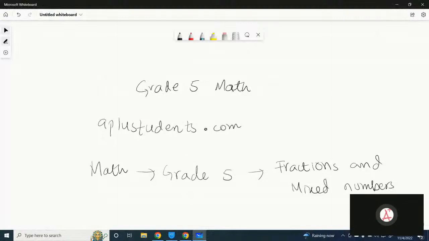So we are already working on the chapter. We're going to start with a topic that is compare fractions and mixed numbers. The lesson we are going to start with is compare fractions and mixed numbers.